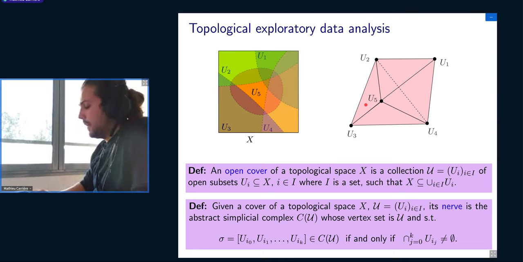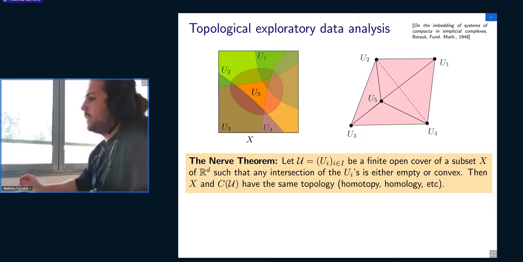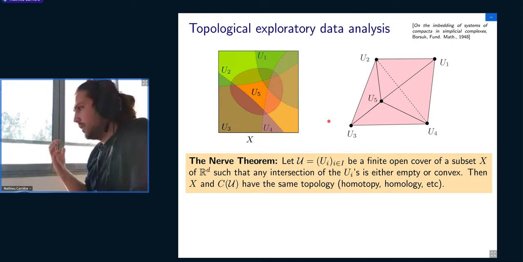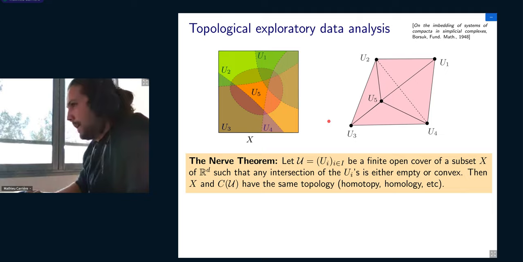Now the nerve theorem actually tells you that if you cover it in a good way, and there's some mild assumption about each element of the cover of the family, then you can show that indeed the space and that simplicial complex have the same topology. That's called the nerve theorem. So it's an old theorem, but that's something we still use quite often.